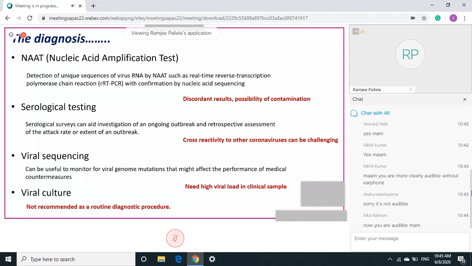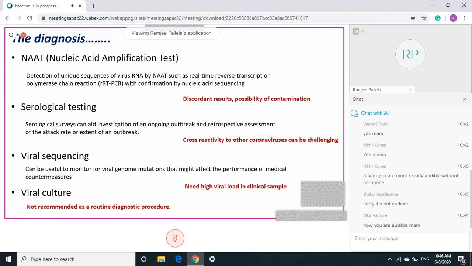Serological testing is second to NAT testing. Serological testing means blood-based testing. It actually helps the NAT; it is complementary to the NAT testing. When an ongoing outbreak is there, only then can you do this kind of testing. It can even help you in assessing what can be the risk ratio for this particular disease to spread. But in serological testing, there is an issue of cross reactivity.